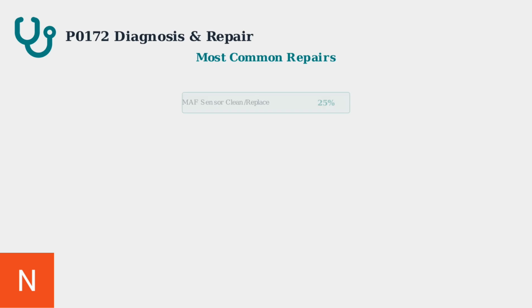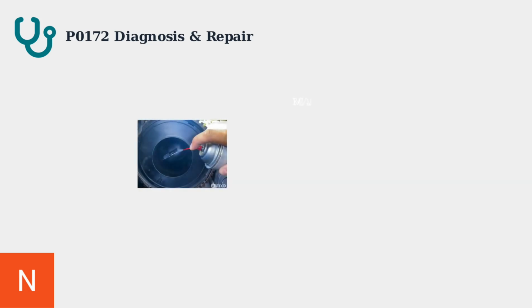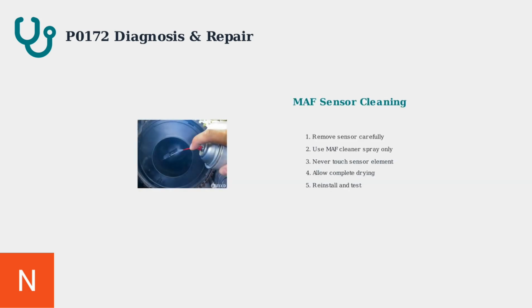The most common repairs for P0172 include cleaning or replacing the mass airflow sensor, which accounts for 25% of fixes. Oxygen sensor replacement and fuel injector service are also frequent solutions. MAF sensor cleaning is often the first repair attempt. Use only approved MAF sensor cleaner spray, never touch the sensor element with tools, and allow complete drying before reinstallation.